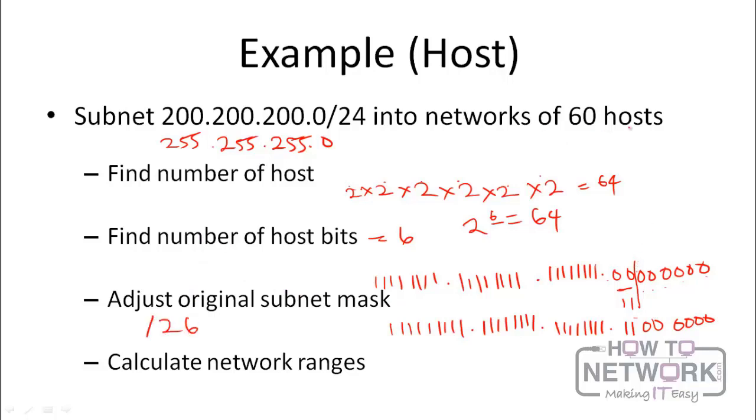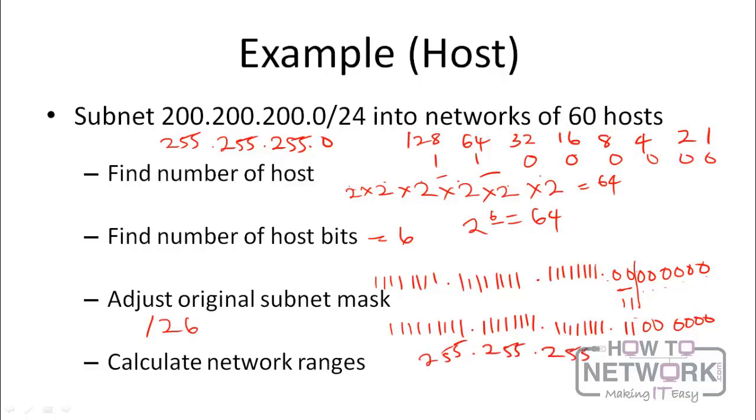And when we try to convert it into decimal, if we use our placeholders, we have 128, 64, 32, 16, 8, 4, 2, 1, and we have 11000000, which is 128 plus 64. So our subnet mask would become 255.255.255.192. Now, for our network ranges, we already know that we have 6 host bits, and 2 raised to the power of 6 is 64.